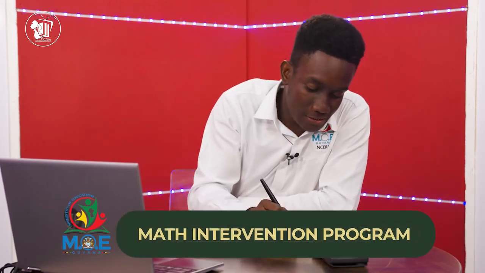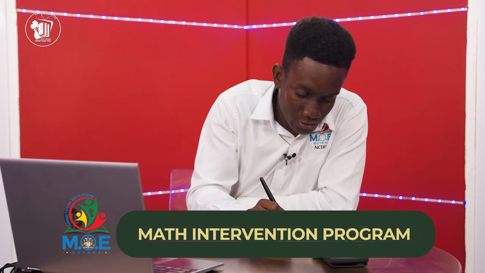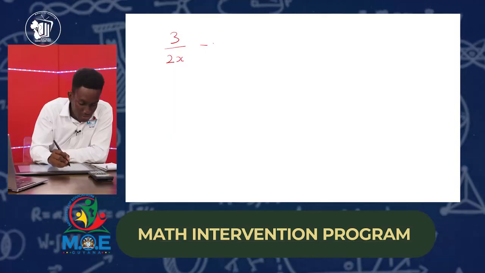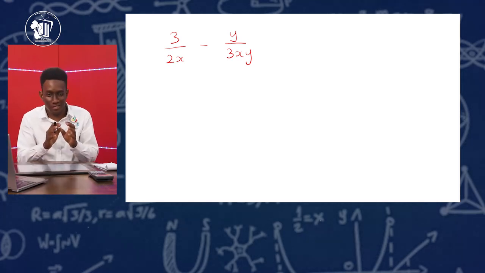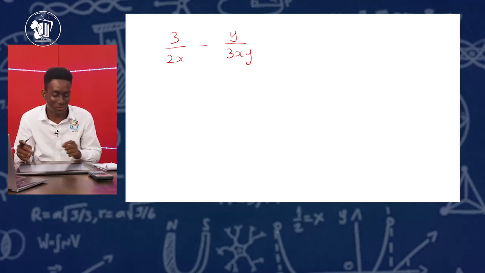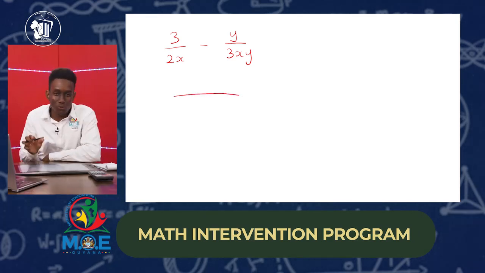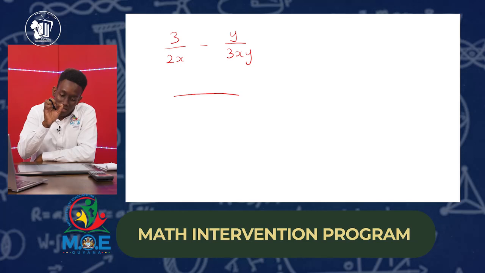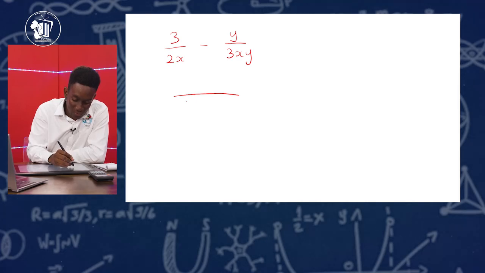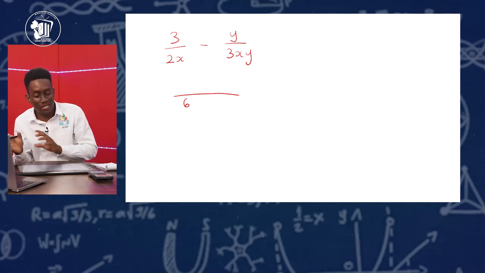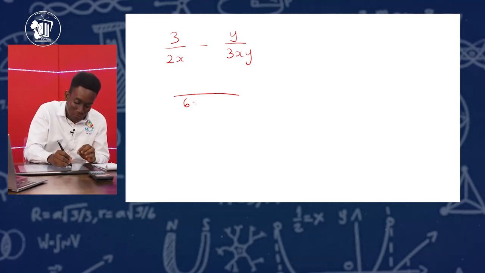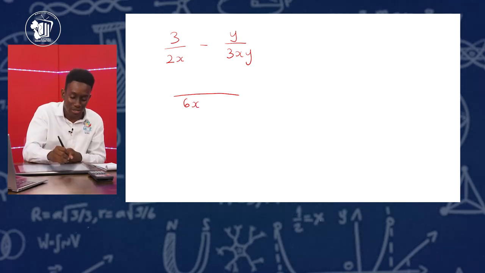So now let's look at the final example. The final example says 3 over 2x minus y over 3xy. Of course, we have to find the LCM because we see 2x is not the same as 3xy. So we find the LCM of those two denominators. We take the numbers first, 2 and 3. The LCM of 2 and 3 will be 6. And then we find the LCM of the variables. We see x and we see xy. So x is common, so we put that back as the LCM and we just bring back the y.